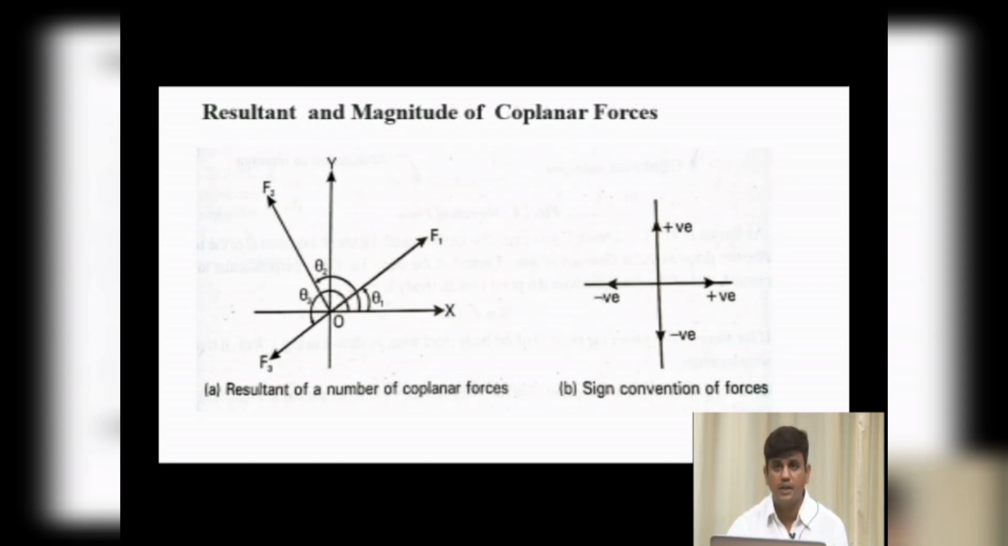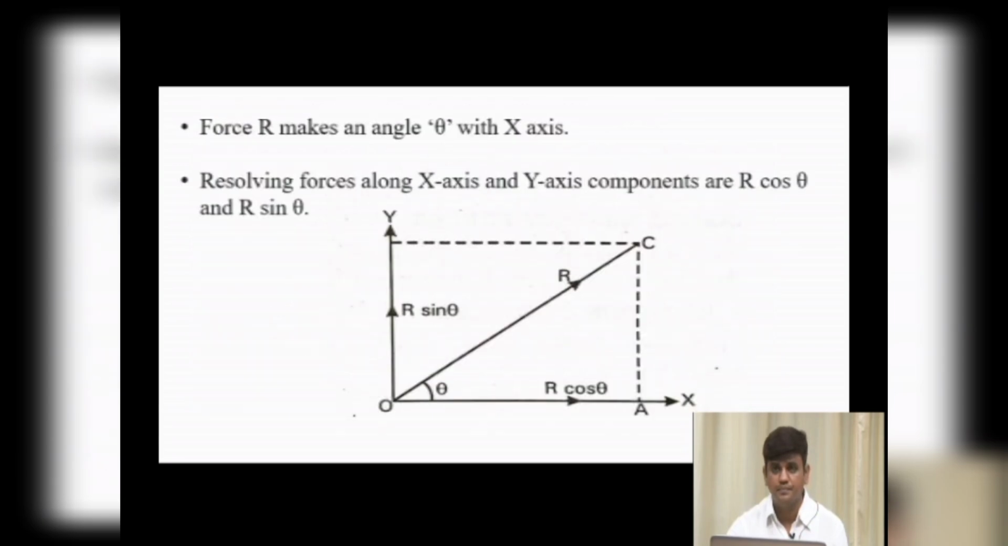Here the major thing is, while solving the problem, our aim is to calculate the magnitude of the resultant force and the direction of the resultant. The direction of the resultant means theta, tan theta we have to find. That we will learn in the next slides. Coming back to this, the force R is making an angle with the x axis, that is the horizontal x axis. The resolved forces are R sin theta and R cos theta.